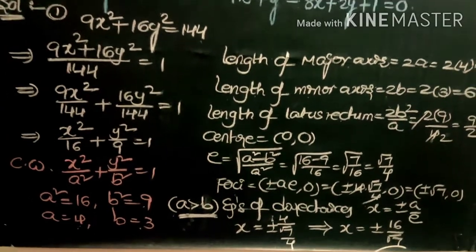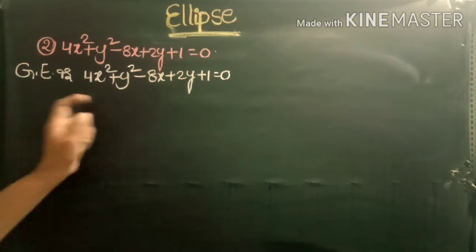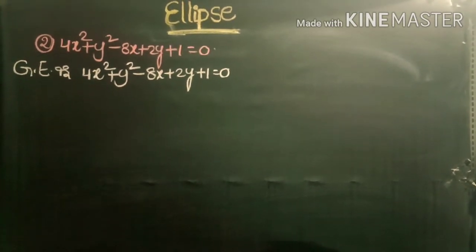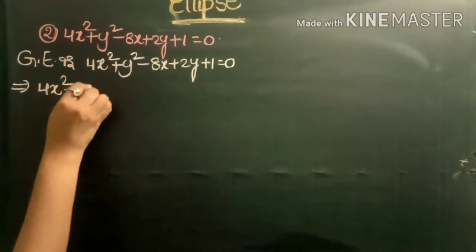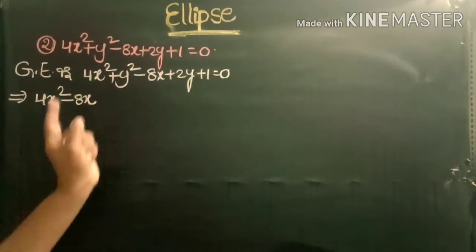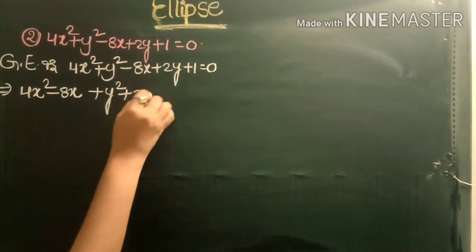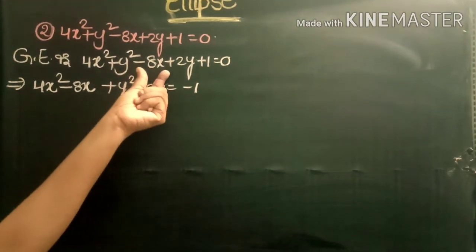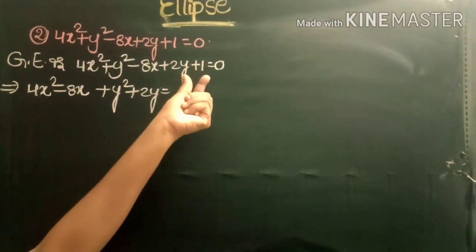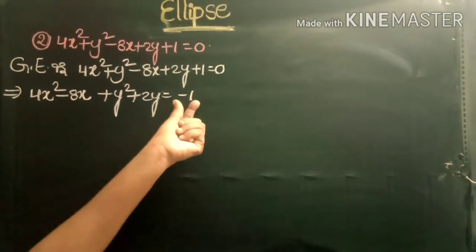That's all. Now the problem 4x² + y² − 8x + 2y + 1 = 0. First we write the given equation here, and in the next step we change the equation into the form where we first write the x terms, that is 4x² − 8x. Next we write the y terms, which are y² + 2y = −1. That is, in the first step we move the constant to that side. Here we have +1 as the constant, and moving it to the other side it becomes −1.